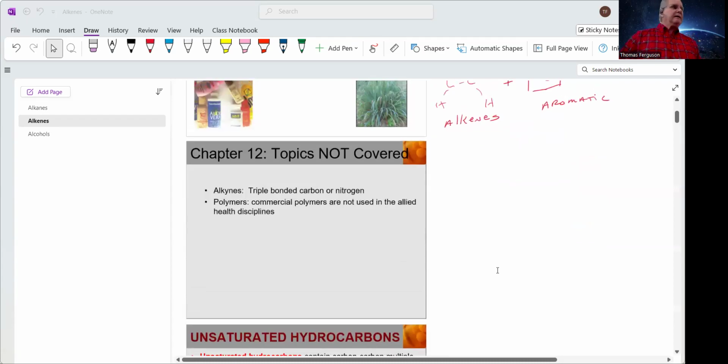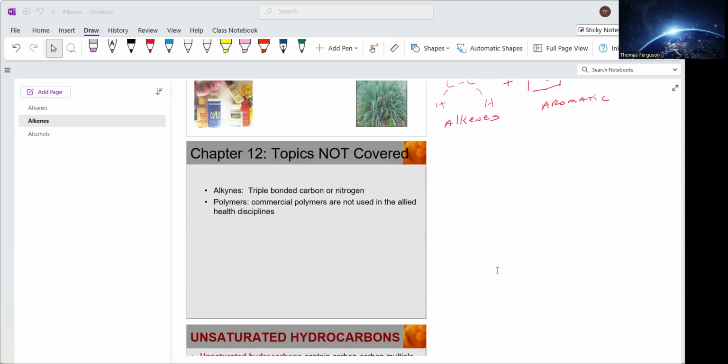Now, this is an allied health class. Allied means health. Okay? We're not studying any chemicals that are not natively in our bodies. And that is triple bonded carbons and nitrogens. Those don't exist in our bodies. And also polymers, commercial polymers. No, I'm not studying those in this chapter either. We're going to study biological polymers when we get to it, like proteins and carbohydrates, for example. We're not studying things like PVC or anything like that. Okay?